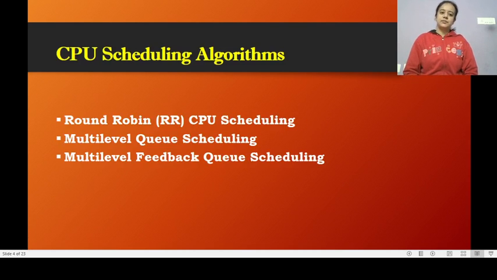Today we will discuss three more CPU scheduling algorithms. In that we will study the round robin CPU scheduling algorithm, the multi-level queue scheduling algorithm and the multi-level feedback queue scheduling algorithm. Let us learn one by one in detail in today's class.